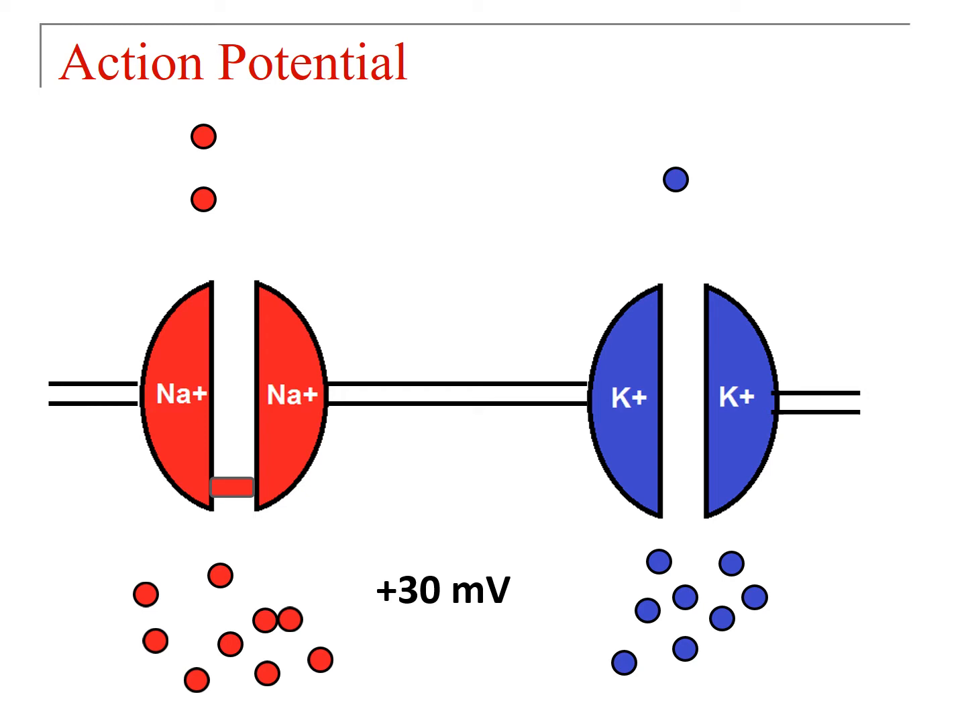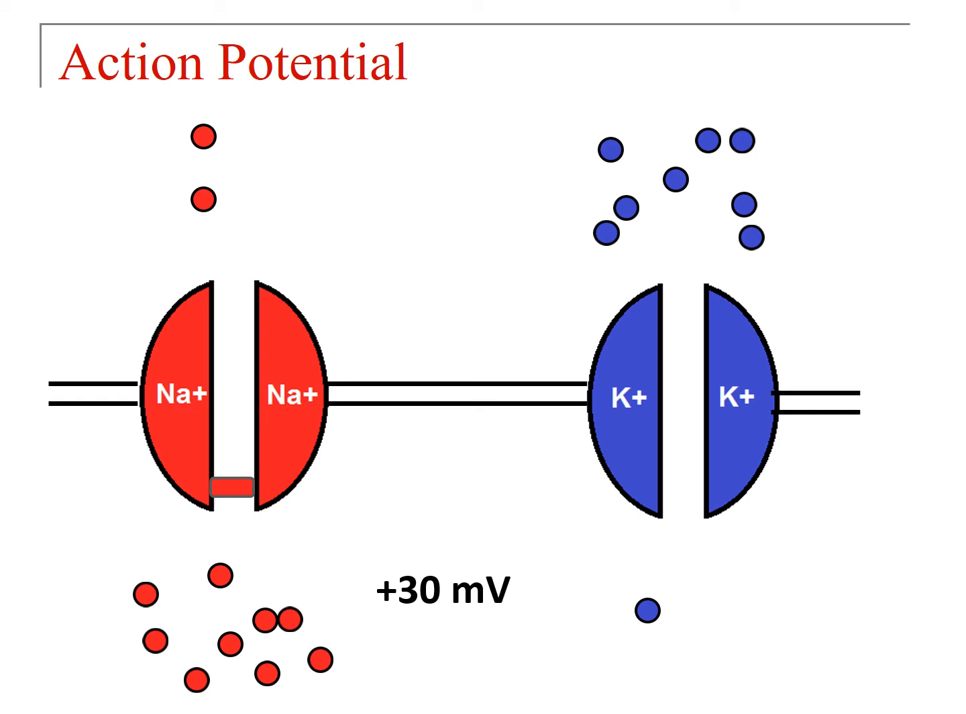But now that the inside of the membrane is plus 30, they want to move away from that charge. Positive repels positive, remember? So now when potassium moves out of the cell, it's moving down a concentration gradient, but it's also moving down an electrical gradient. So what's going to happen? They're going to move out. Now when these positive ions leave the cell, what's that going to do? If you lose positively charged ions, that's going to take the inside of the membrane back to negative.